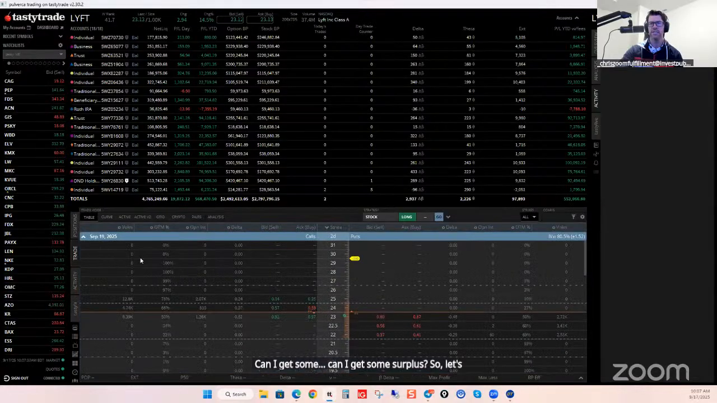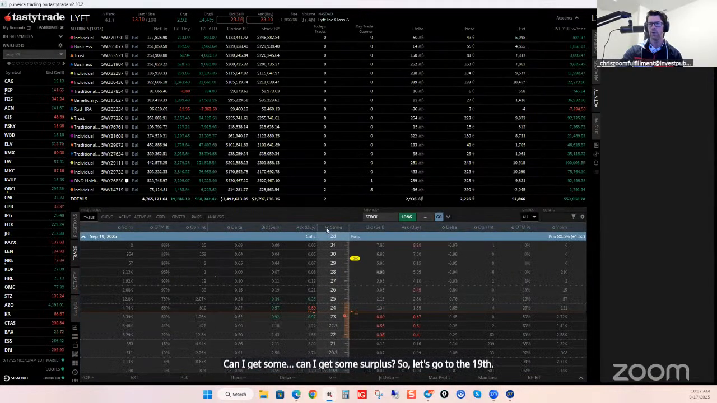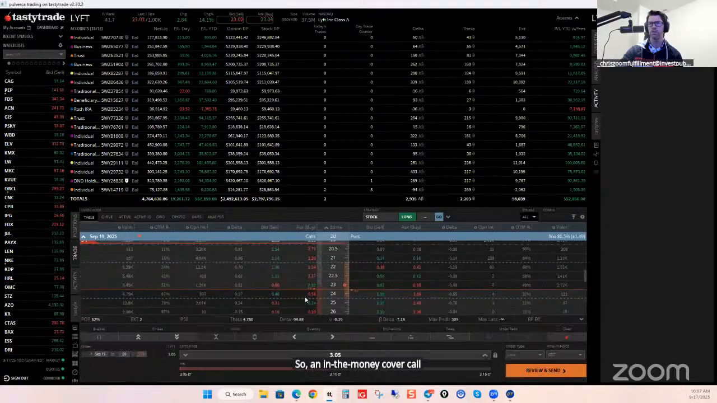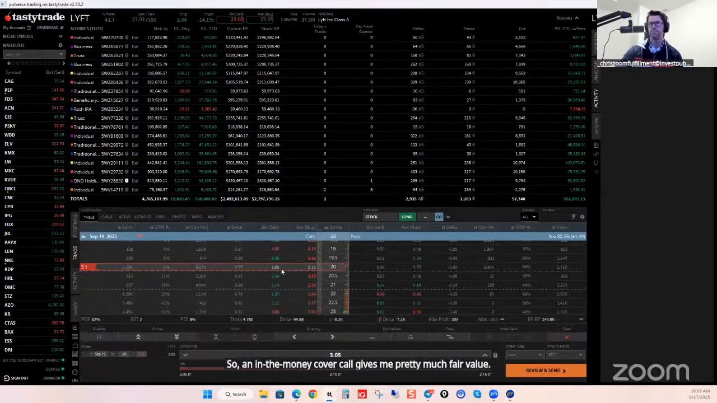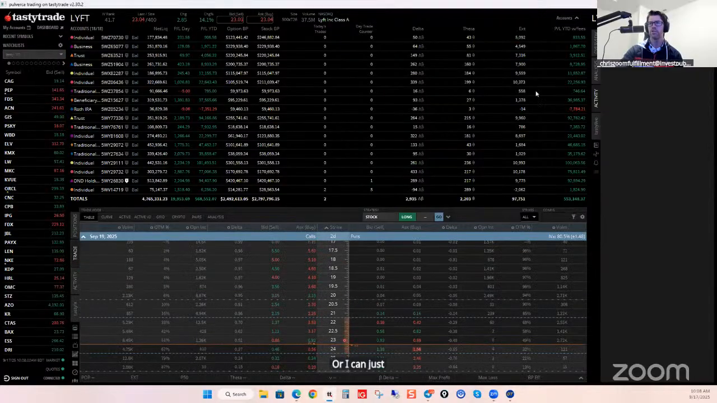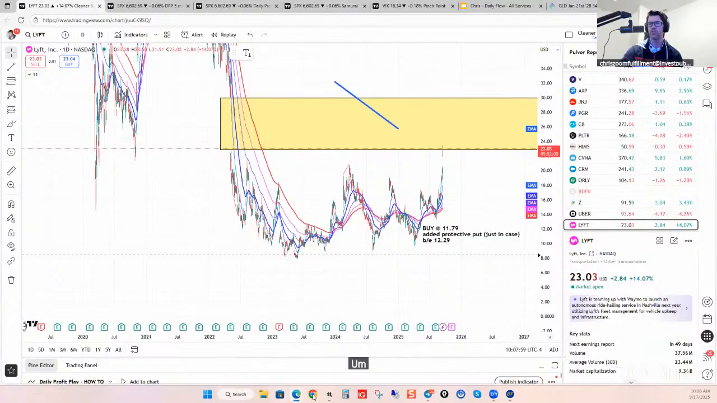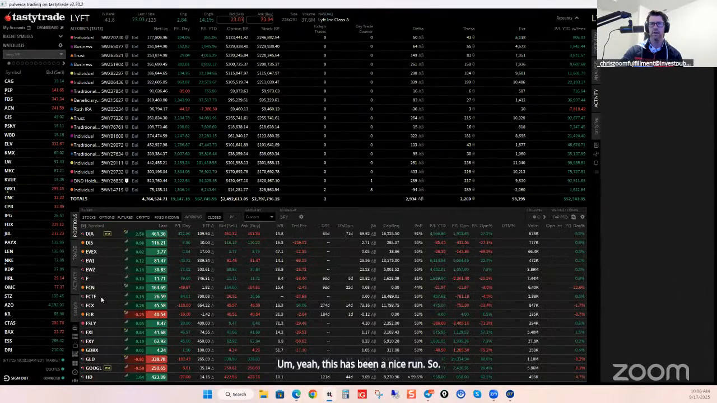So let's go to the 19th. $20 call. I'm pretty much getting it at the money. Let's see here. That's a little surplus at 21, 3.05, 19.50, 3.30. So an in the money covered call gives me pretty much fair value. Or I can just dump my position now and call it a day. Yeah, this has been a nice run. So Lyft, I think I'm just going to close out.